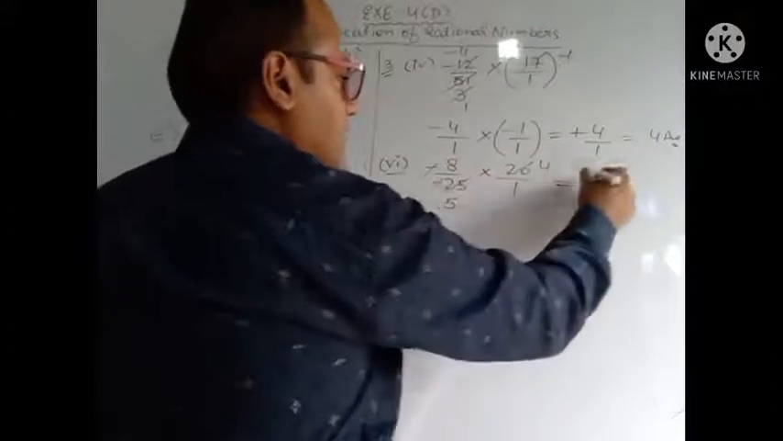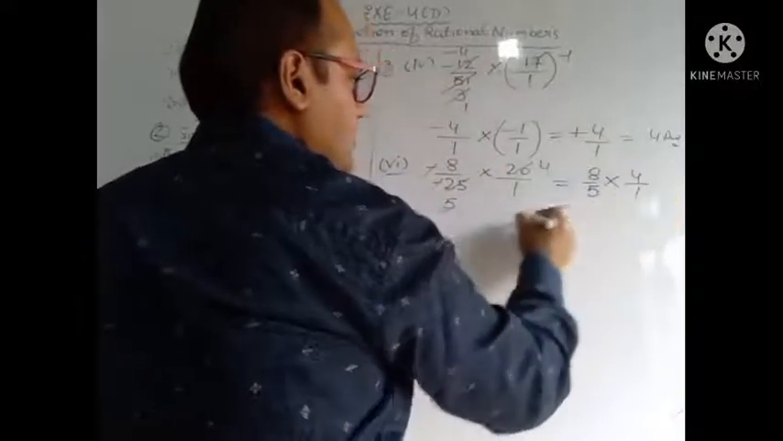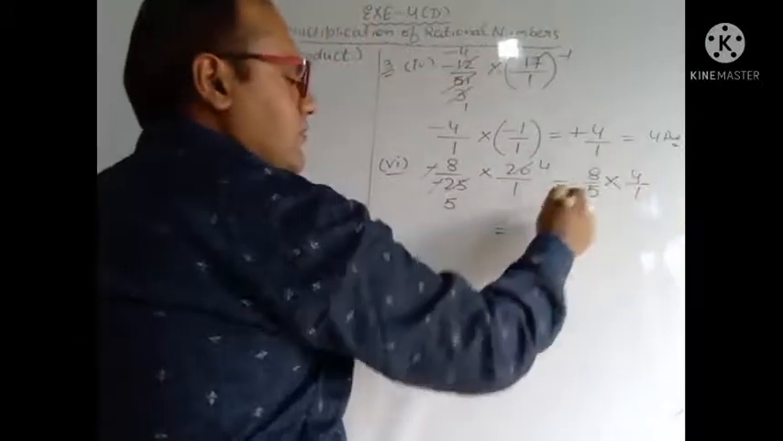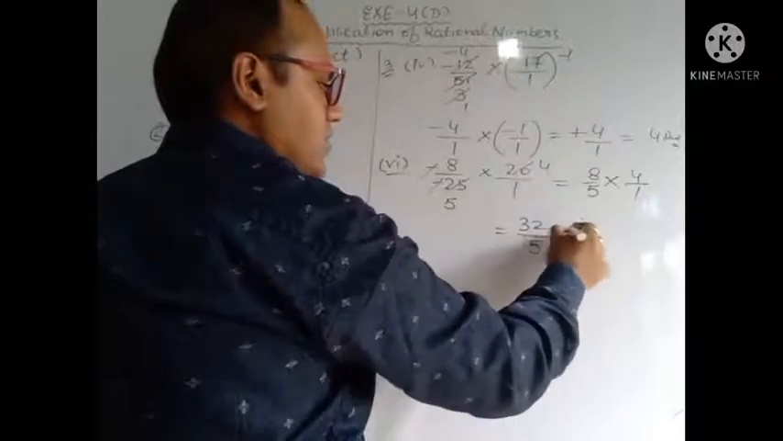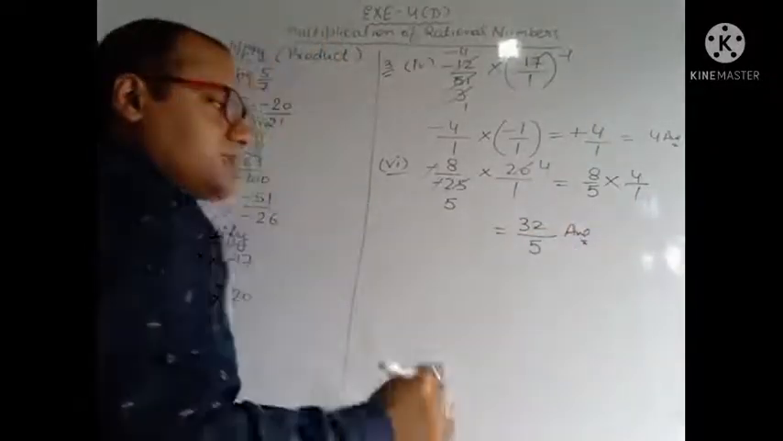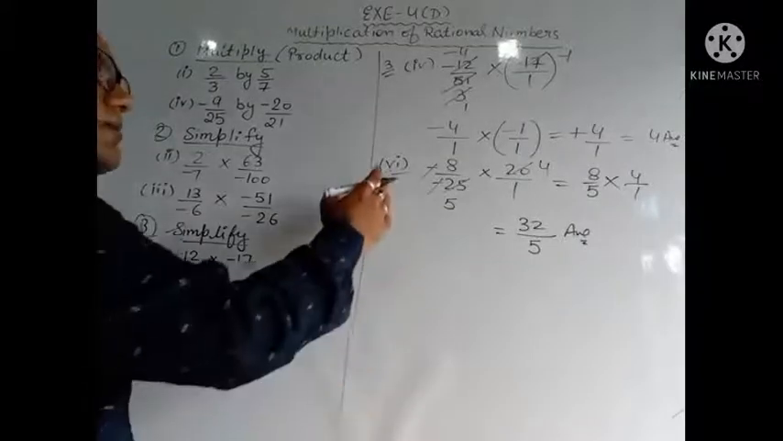8 upon 5 multiply 4 upon 1. Now 8 into 4 when we do, 32. 5 into 1 when we do, answer will be 5. So final answer is 32 upon 5. So like this you have to do question number 3, part number 6.